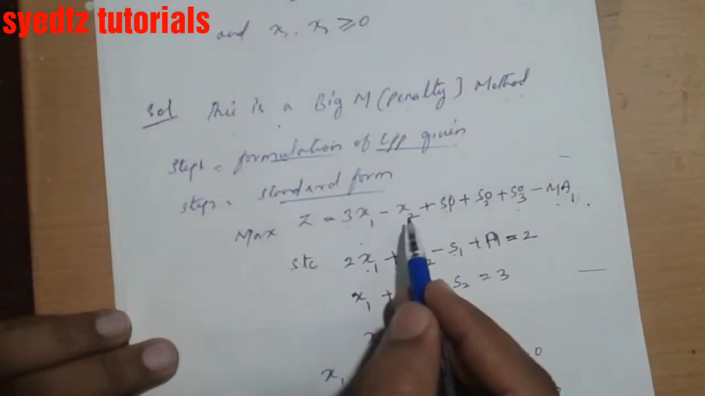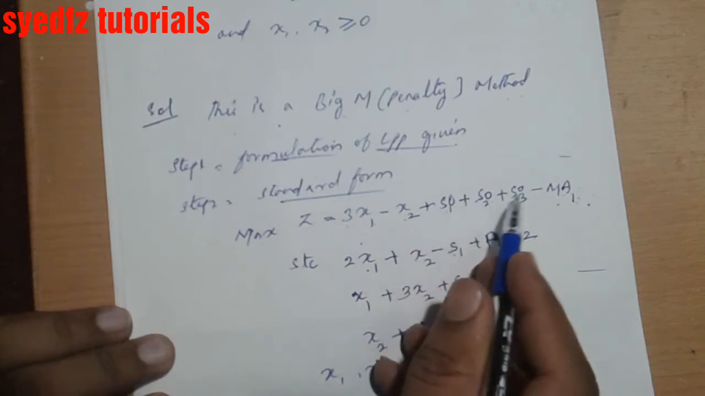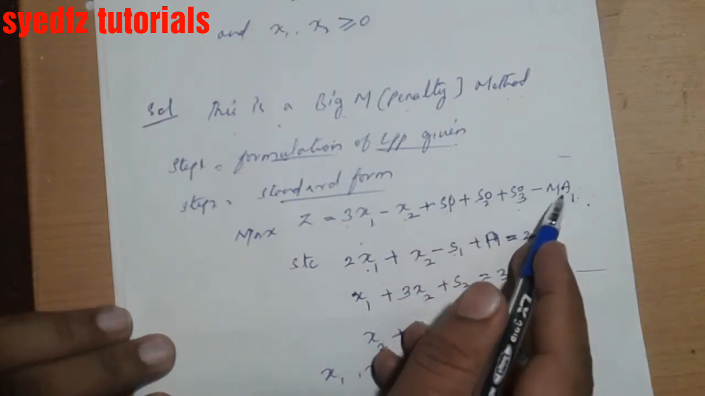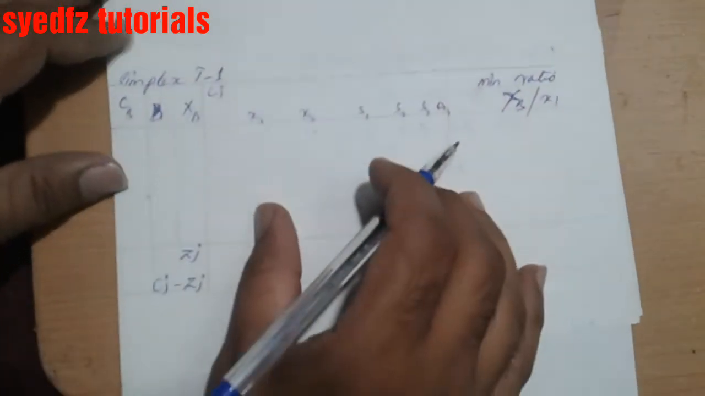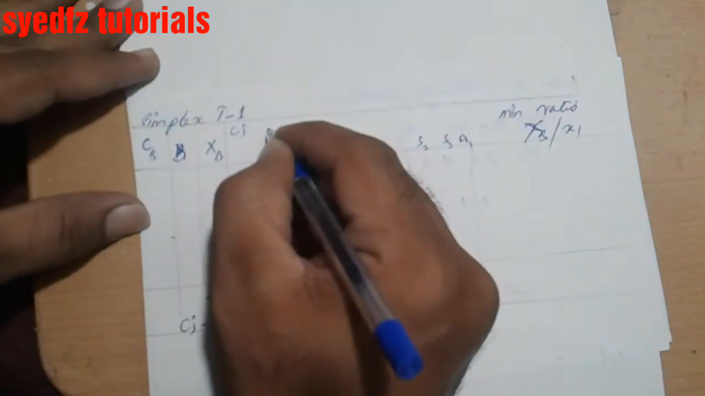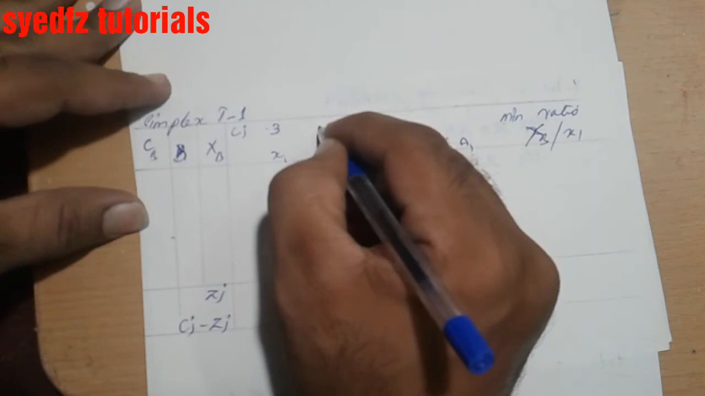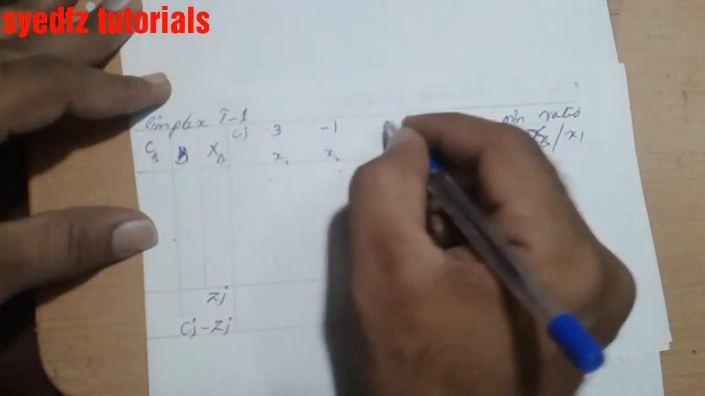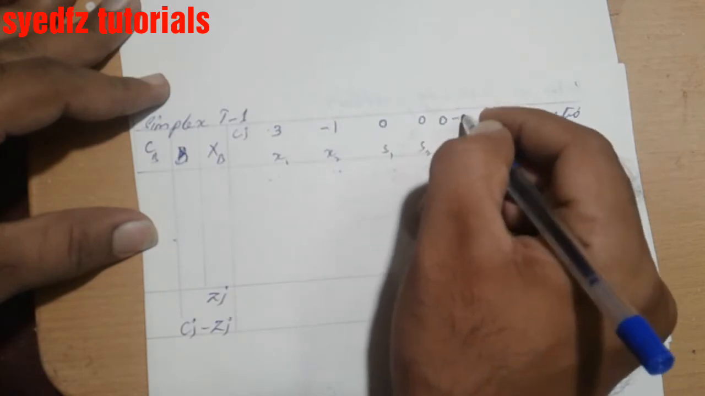Minus 3 plus 1, 0, 0, 0 in S, A minus M. So right here, minus this is a 3, minus 1, S1 0, S2 0, S3 0, then minus M.